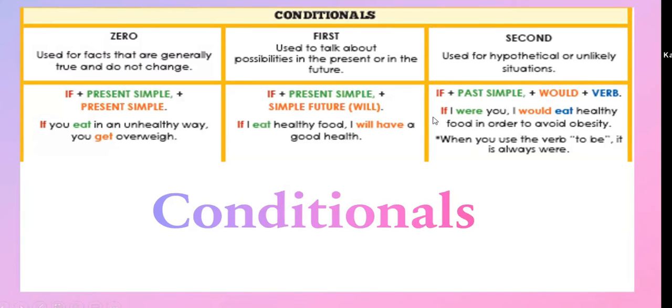So we start with if. When you're using the verb to be, it is always were. I do not say if I was you. You say if I were you, or if she were you. You do not say if she was you. If I were you, I would eat healthy food in order to avoid obesity. That is basically the structure, and this is an example.